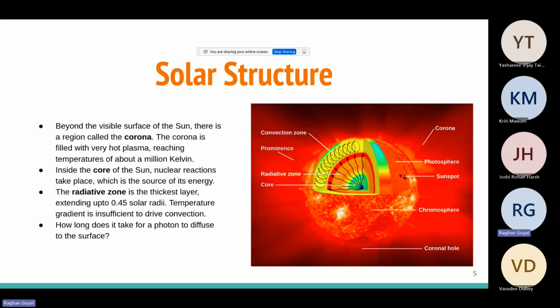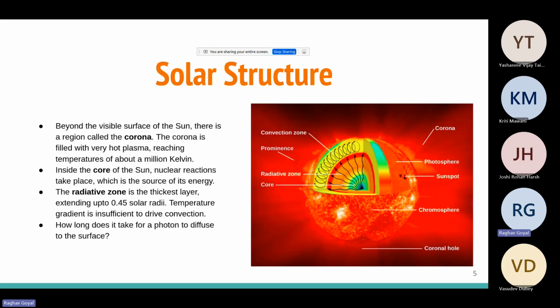And as you can find in the module, the discovery of the high temperature of the corona, in fact, is in itself a very interesting thing to study. And yes, that's it for the corona.